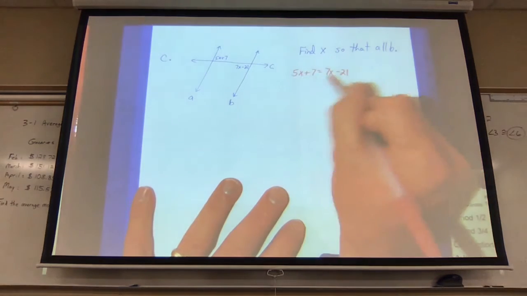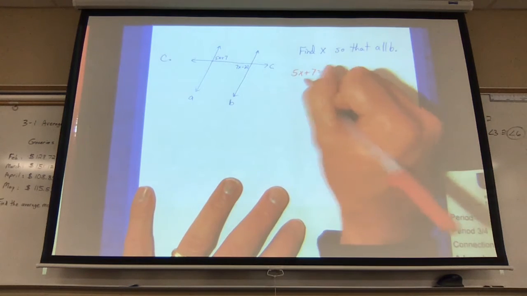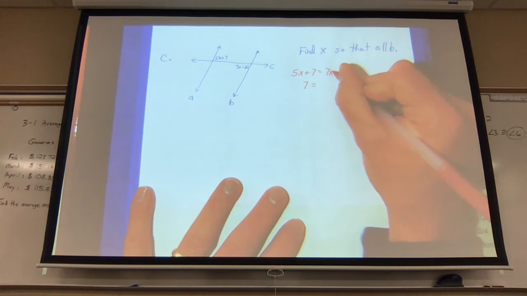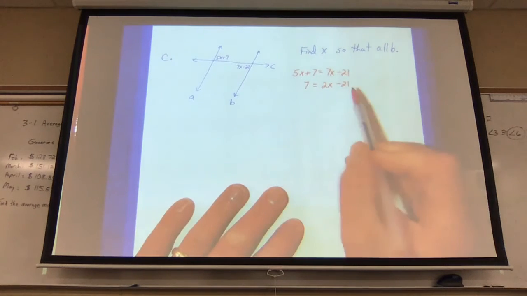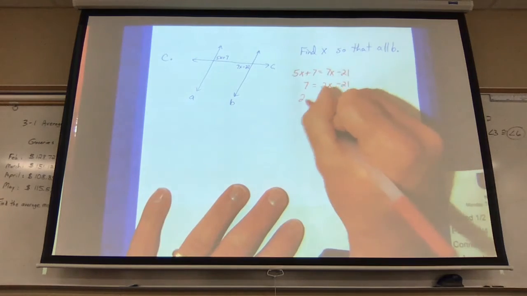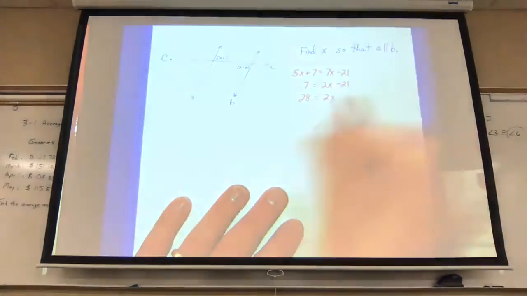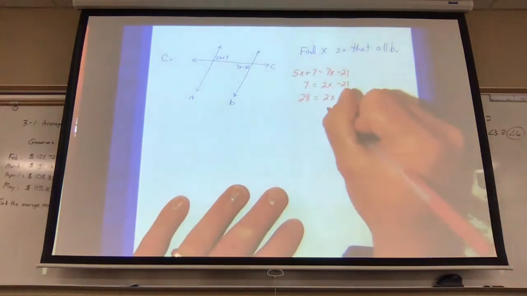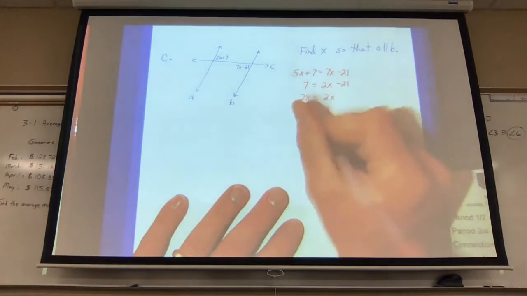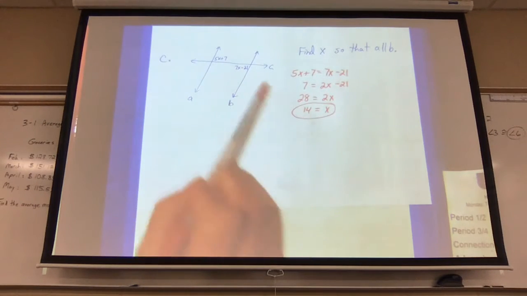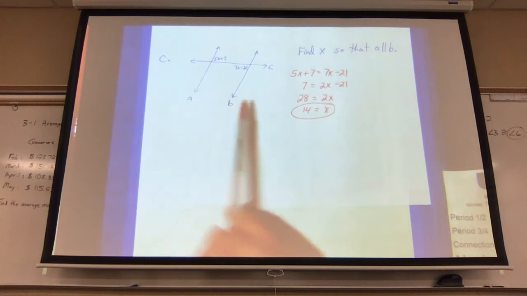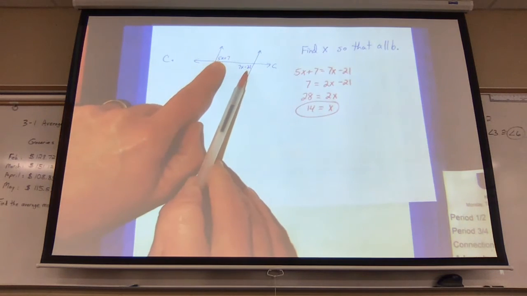I'm going to subtract 5x from both sides. So if I subtract the 5x, I'm left with 7 on the left. 7x minus 5x is 2x. We'll add our 21 to both sides. We get 28 over here. 28 divided by 2 is 14. So in order for these lines to be parallel, x would have to be 14. The reason x needs to be 14 is that would make these two angles congruent to each other.